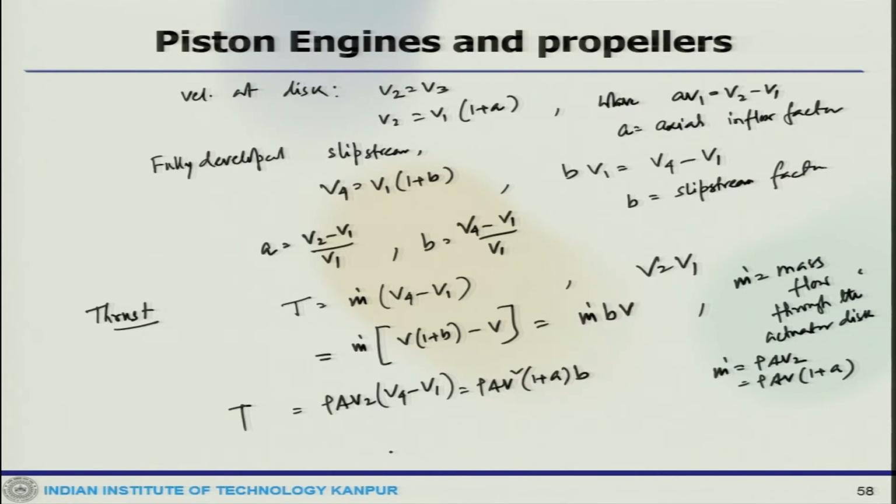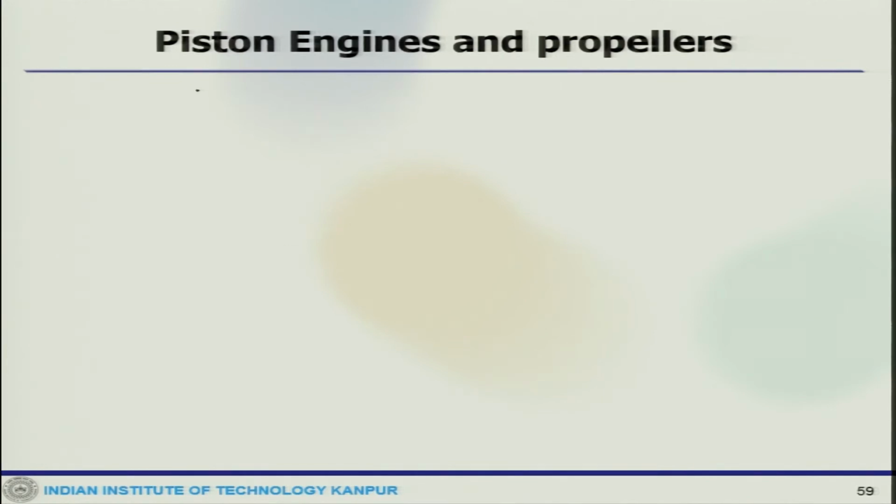Now, force balance across the disc requires that thrust would be A into delta P. This is from that figure that we have drawn, where delta P would be P3 minus P2. Now, if we eliminate T, we get delta P equals rho V square (1 plus A) into B.